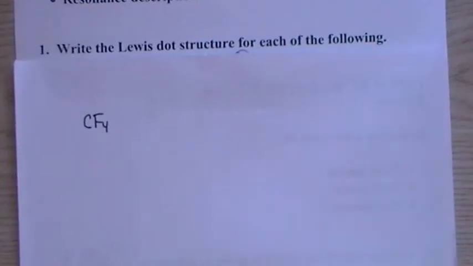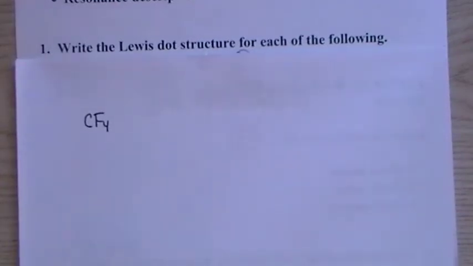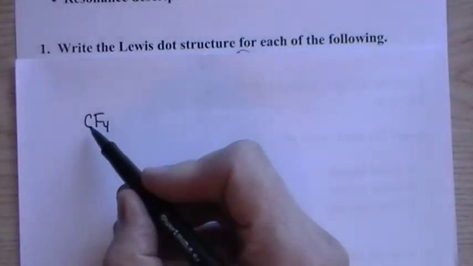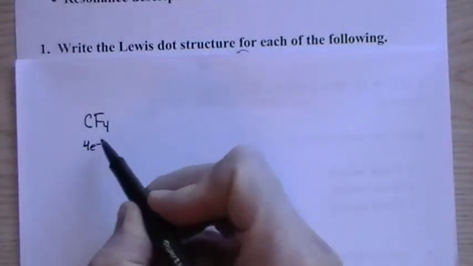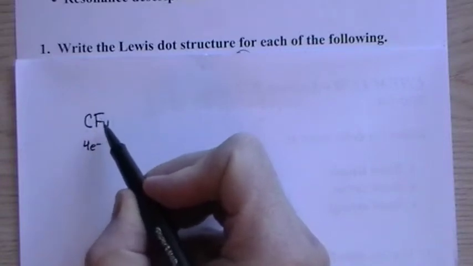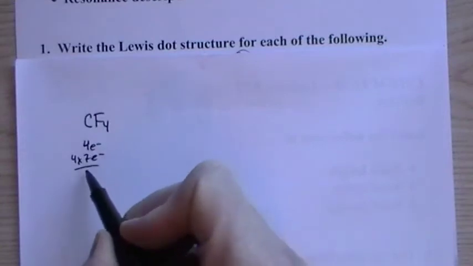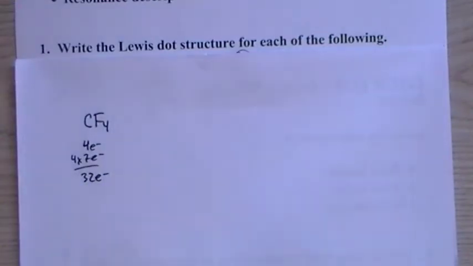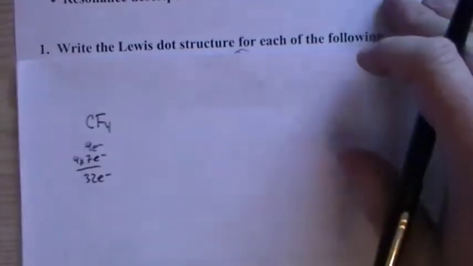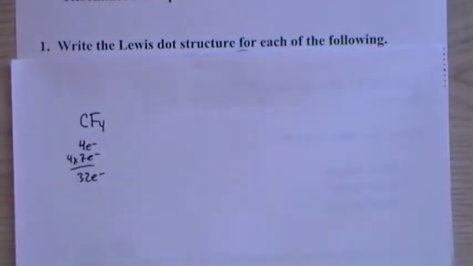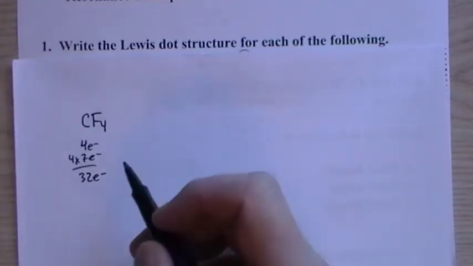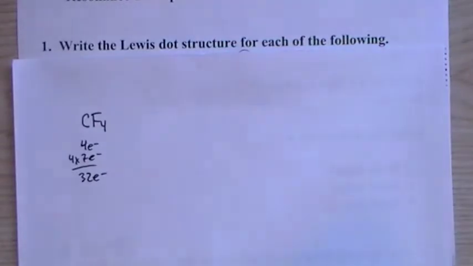But let's start with CF4, tetrafluoromethane. So first thing is they say to calculate the number of valence electrons. Well, carbon is in group 4A, so there are 4 valence electrons for carbon. Fluorine is in group 7A, so that's 7 valence electrons, and there's 4 of them. So that is 32. If you know the group they're in, the periodic table will tell you: if they're in group 1A, then it's 1. Group 2A, 2 valence electrons. Group 3A, 3 valence electrons. So that shouldn't be too much of a problem with the periodic table, and after a while you'll know these offhand.